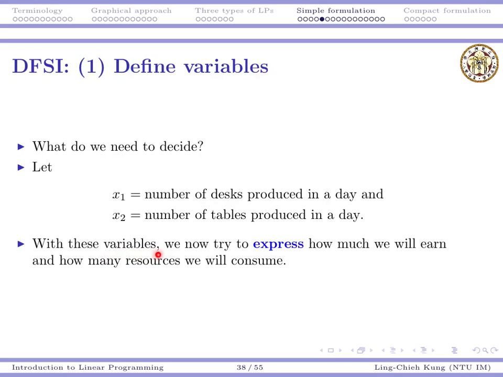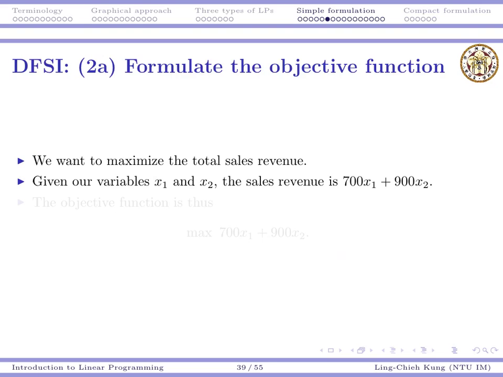With these variables, the next step is to try to express the amount we may earn and the amount of resources we need to consume. If we can really do that, we can write down the objective function and all the constraints. So the second step is to do the formulation. First, let's work on the objective function.